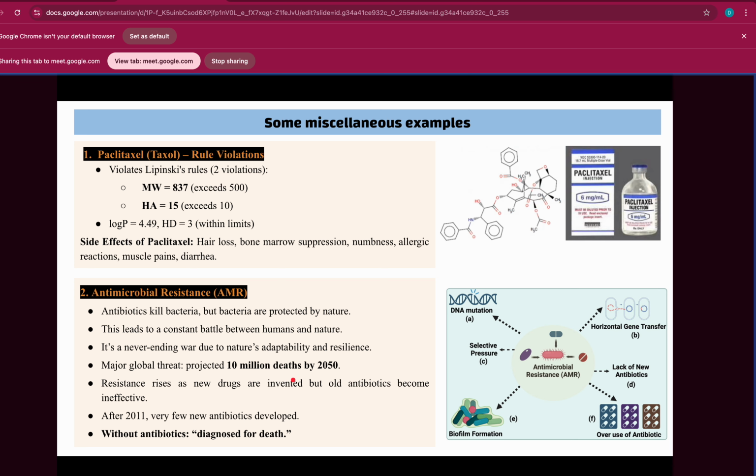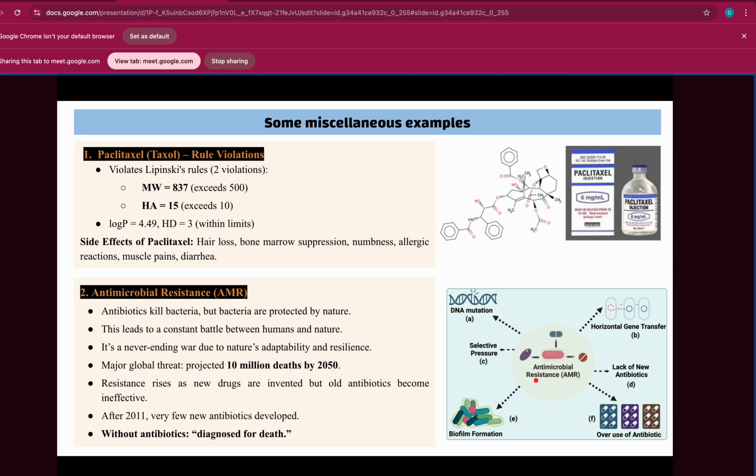There are certain reasons for the development of antimicrobial resistance. It is believed that many of the microbes have adapted in such a way that antibiotics no longer act on them. So this is what is assumed, that this could be the rate of deaths by 2050, and resistance rises as new drugs are invented, but old antibiotics become ineffective. So as long as new drugs are getting invented, old antibiotics are becoming ineffective, and after 2011 very few new antibiotics are being developed, and without antibiotics, we are destined for death.